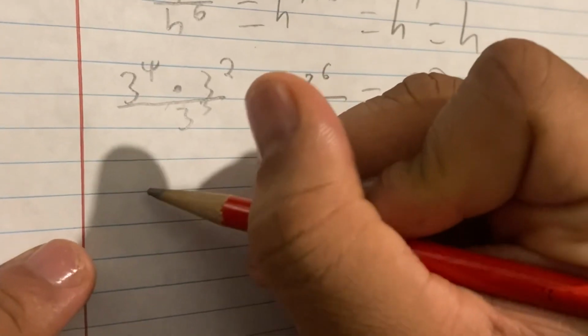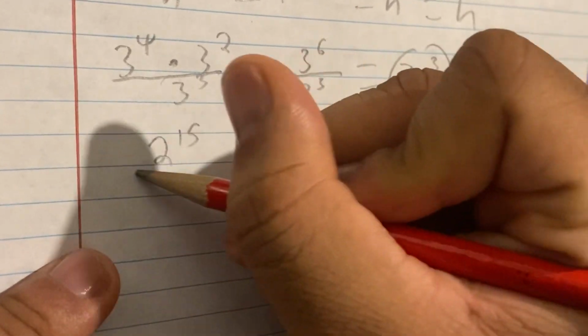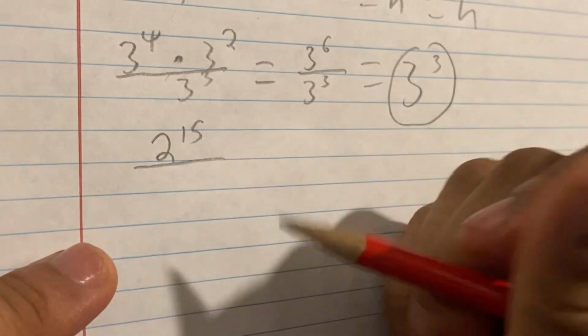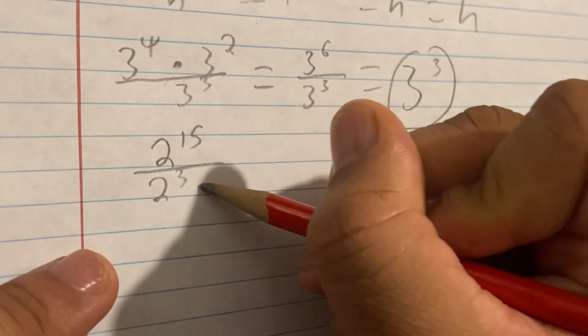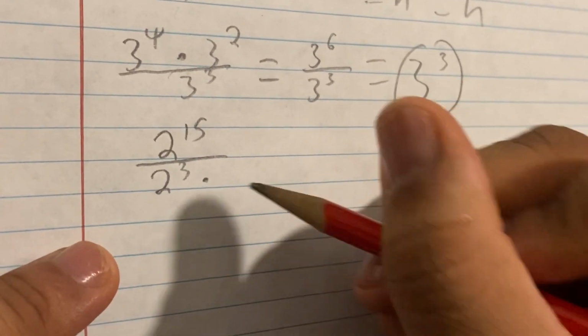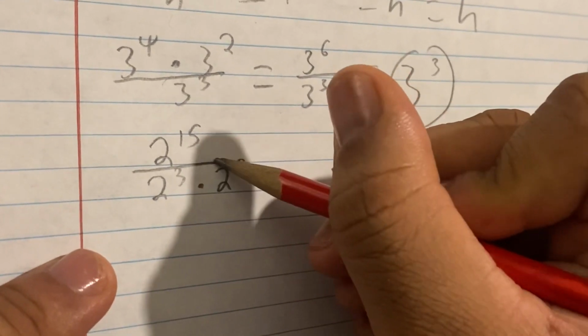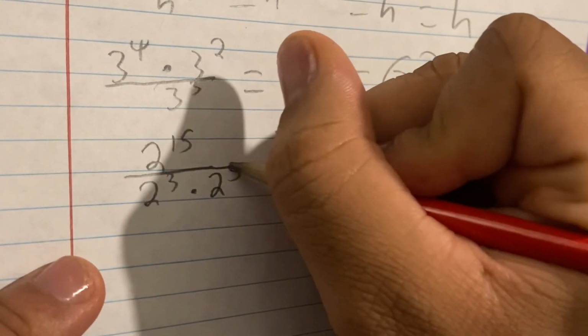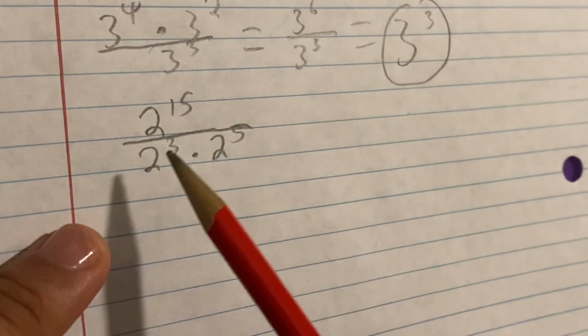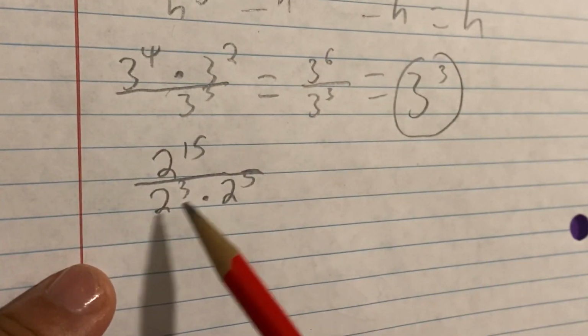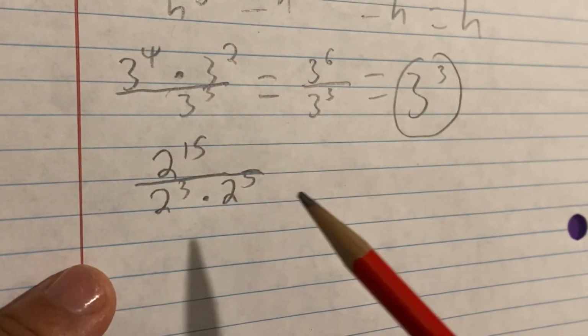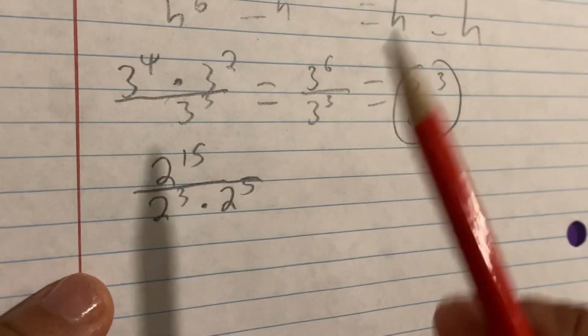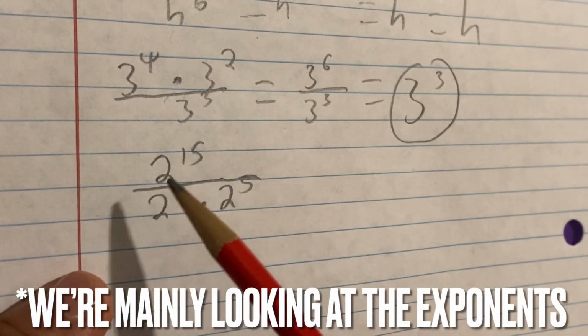Let's do another example. I'm going to flip it all the way upside down. I'm going to do 2 to the 15th power in the numerator, and for our denominator this time, we're going to have 2 to the 3rd power times 2 to the 5th power. We're going to do exactly what we did before. You always deal with what's being multiplied first when you get an equation like this. So first we look at the denominator. We're not even looking at the bases.